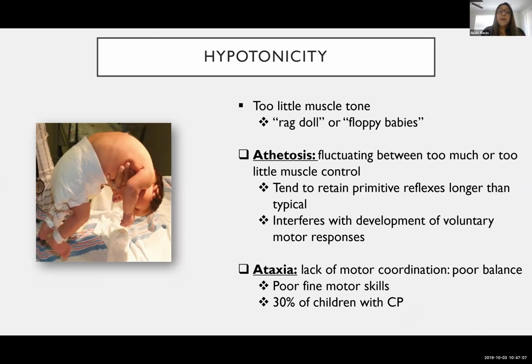So there's hypertonicity and then there's hypotonicity. If hypertonicity is too much muscle tone, too much flexion, then hypotonicity is too little muscle tone. And so often children who have hypotonicity are known as ragdoll babies, which is horrible for them.